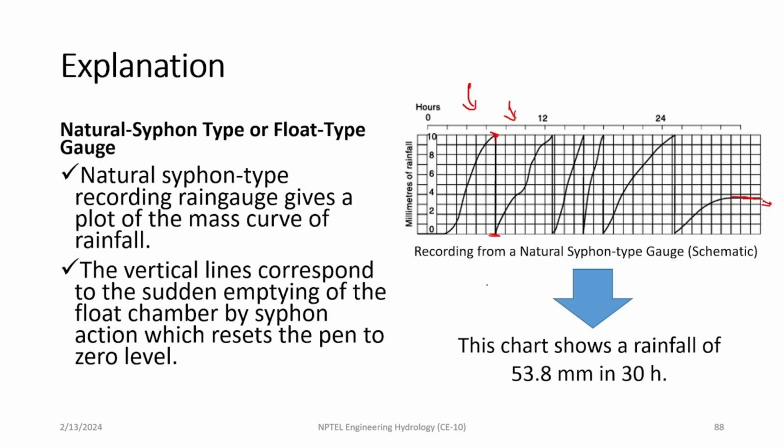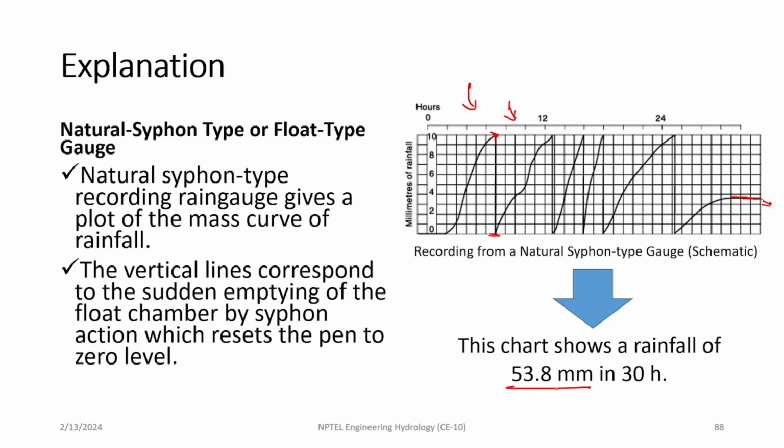Now how can you get the cumulative value of rainfall? Ashish, you can also calculate it yourself and tell me whether you are getting 53.8 mm in 30 hours or not. 30 or 50? Yeah, I got 53. Yeah, 53, 54 in between. Good. So this is the way we are getting the data for a recording type of rain gauge.